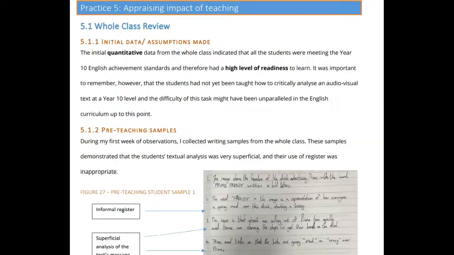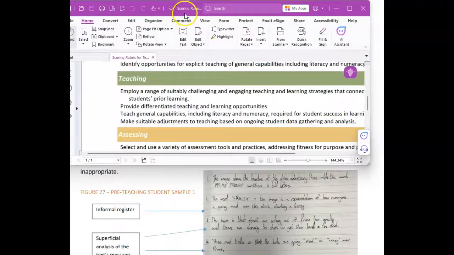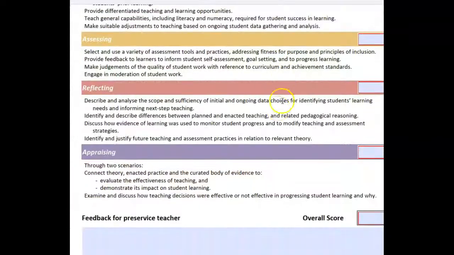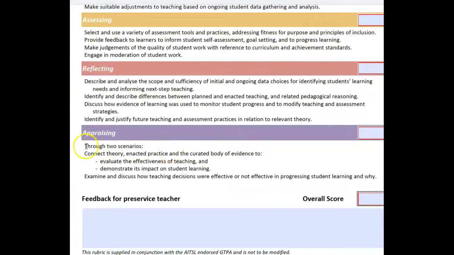Now, if we go to the rubric, it uses these terms. So let's unpack what the terms are. At first, it says through 2 scenarios. Now the booklet tells you that one of those scenarios is a whole class, and the other could be a group of students or your focus students. Most people use focus students. They select a focus student or 2 focus students to go through.